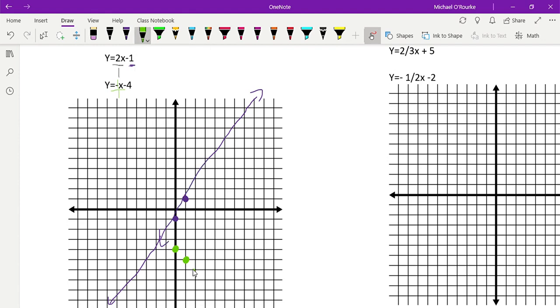Oh, I don't like this line. There we go. Then if I were to identify my POI, it's right here. Okay? Thumbs up, thumbs down for that one?